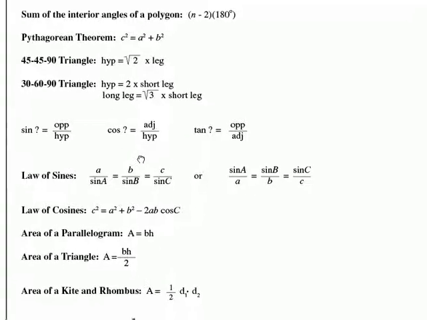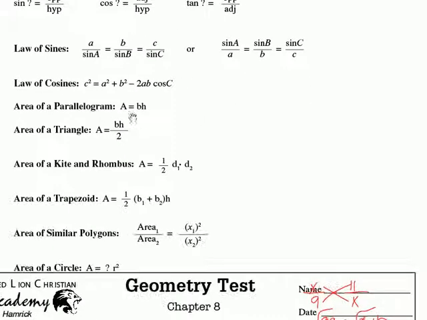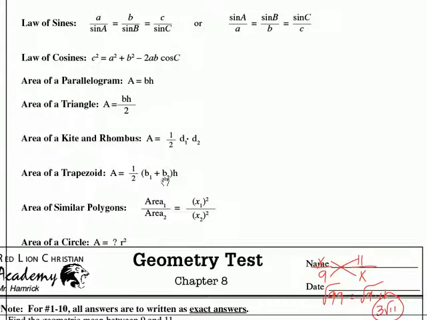All right. So that's all the stuff I gave you. So look, I give you this stuff for 45, 30, 60, 90, the sum of the interiors. I tell you the sine, cosine, and tangent, which you should know. Law of sines, right? Law of cosines. Give you area stuff, right? That's good. Even the area of a kite, rhombus, and trapezoid.